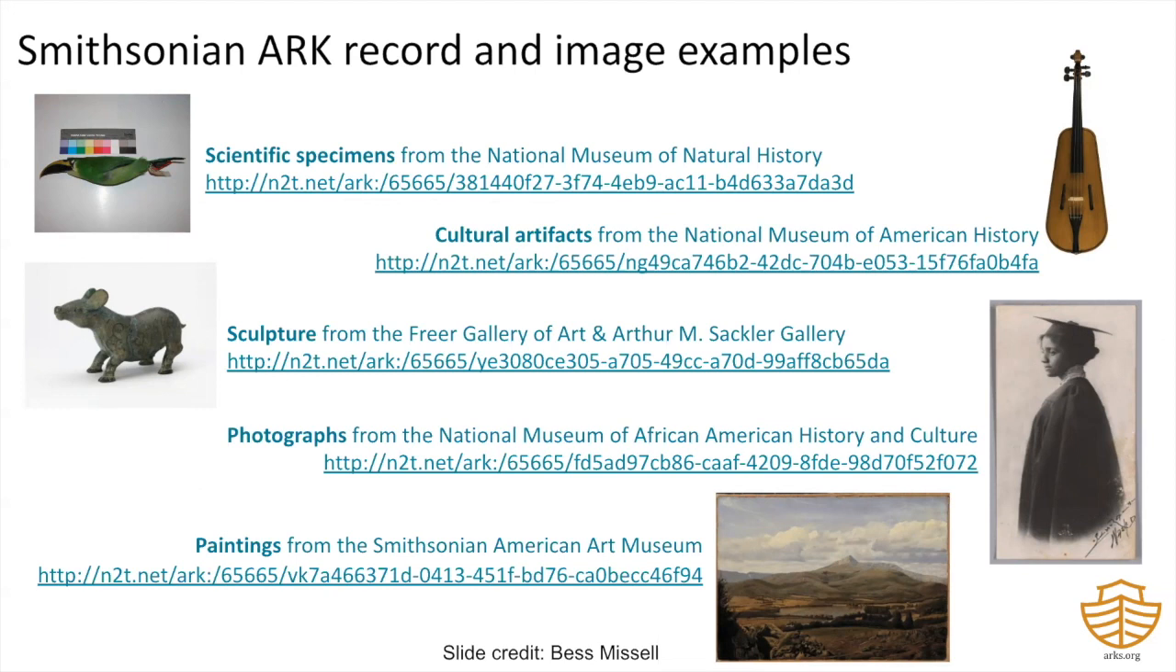You can also see the wide range of object types: biological specimens, paintings, photos, and sculpture. Note the long opaque names they've assigned, which were generated using the UUID software that's found on nearly every platform. These unique names are long, unfortunately, but easy to generate.